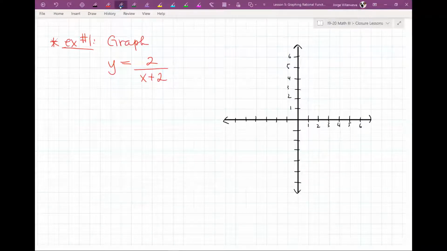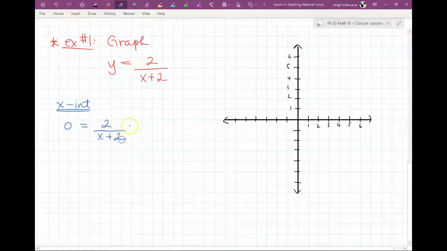Let's start off with the x-intercept. For the x-intercept, you're going to set y equal to 0. So it looks like this: 0 equals 2 over x plus 2. Then you just get your numerator only. Focus on that, and set it equal to 0. So in other words, 0 equals 2. Well, that's not true. That's not going to be true. So that means that there is no x-intercept.